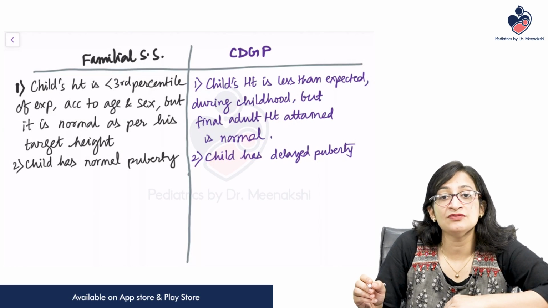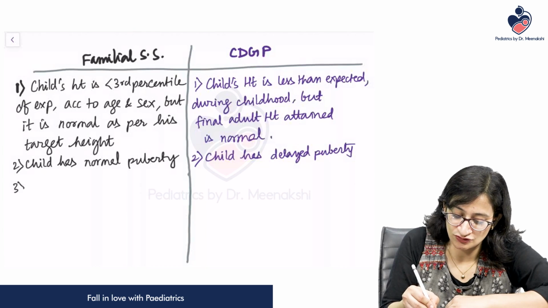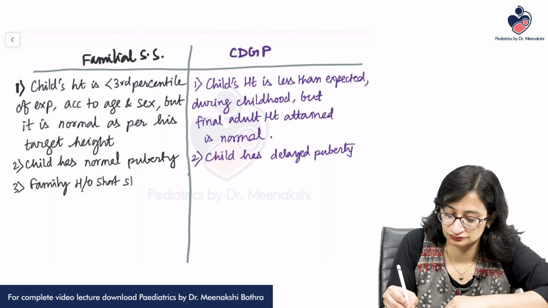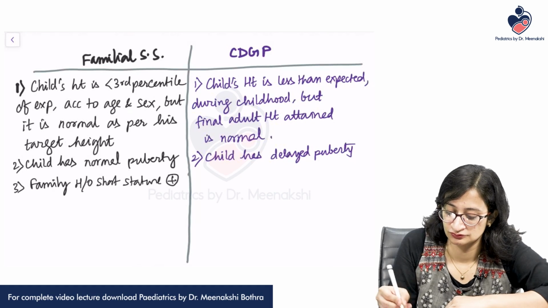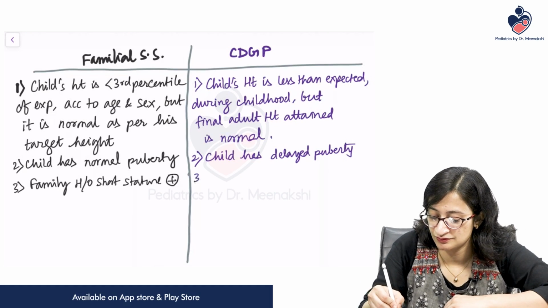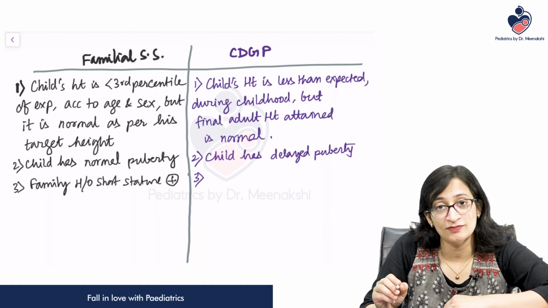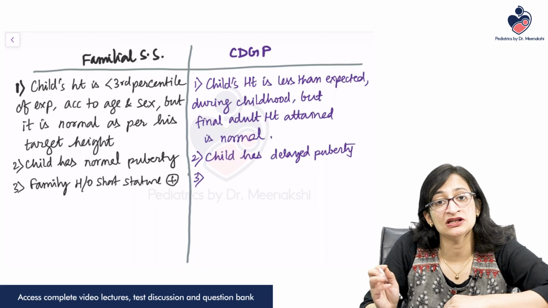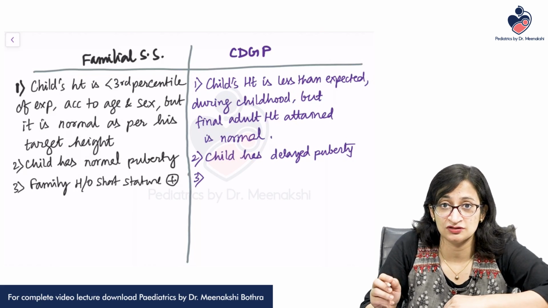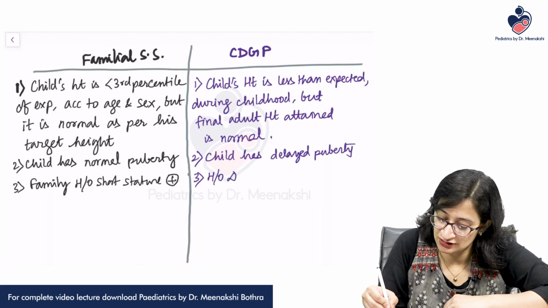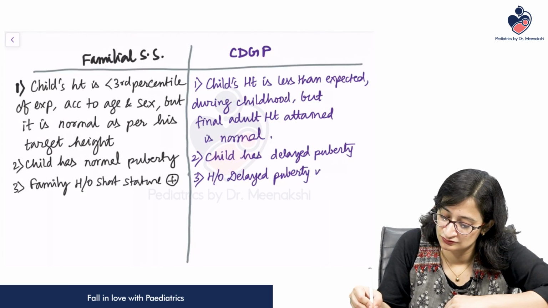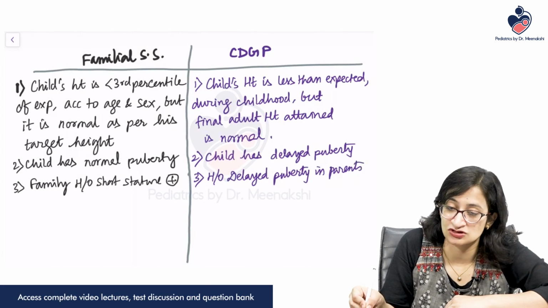Okay. In familial short stature, you will get a family history of short stature. Both the parents are also short. But in CDGP, the parents have normal height. But if you probe and take history from them, you will find that there might be a history of delayed puberty in the parents also when they were young. So you may get a family history of delayed puberty as well.